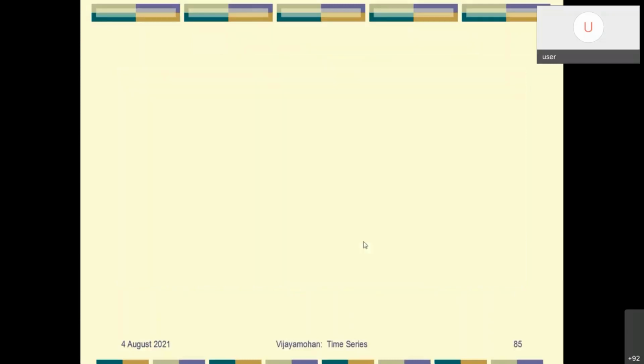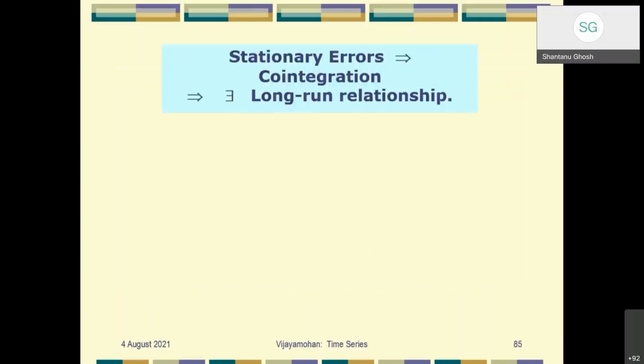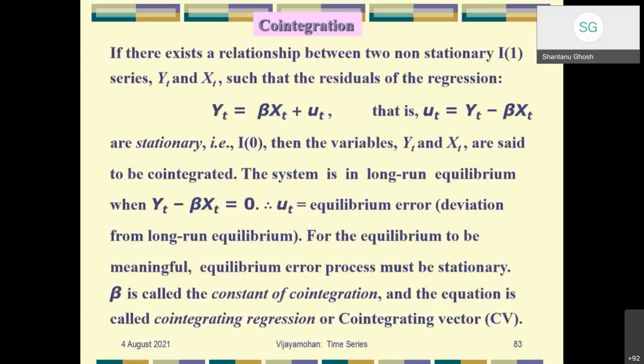Sir, come on. Can you just go to the previous slide? Which one? This one? Sir, please hold for a second. I'm just writing it down. Sir, please. Okay.